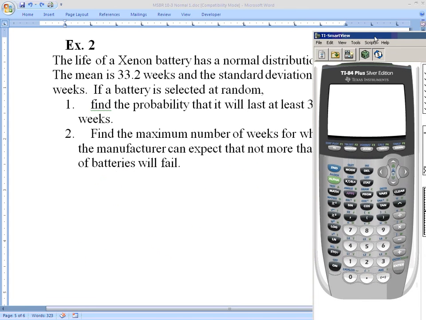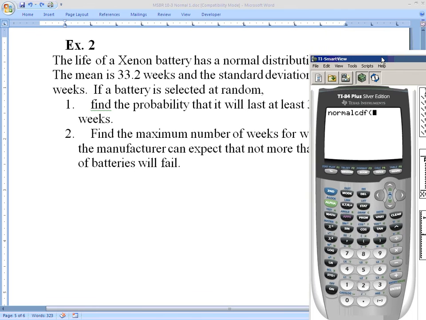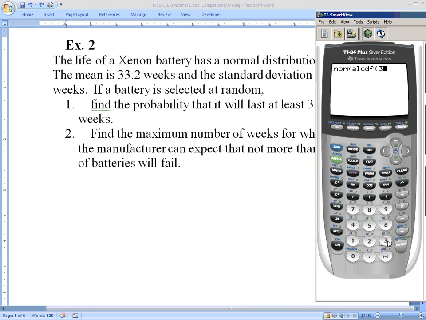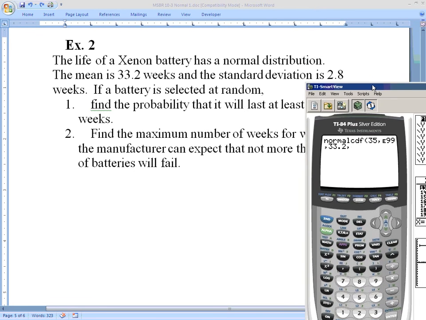We go to second, distribution, choice 2 for our normal CDF. And we want to have our lowest value first. Our lowest value is the 35 weeks. Our highest value is the positive infinity, which would be E99. Again, we get the E from second comma. And then we do our mean, which is 33.2, and our standard deviation, which is 2.8.